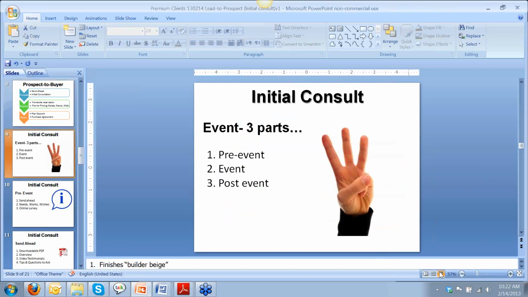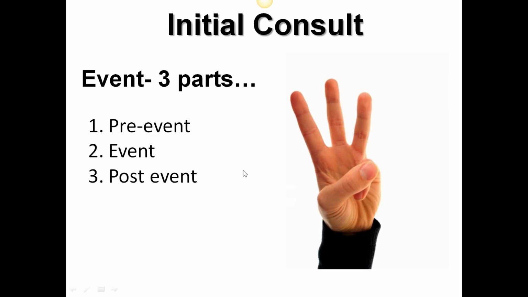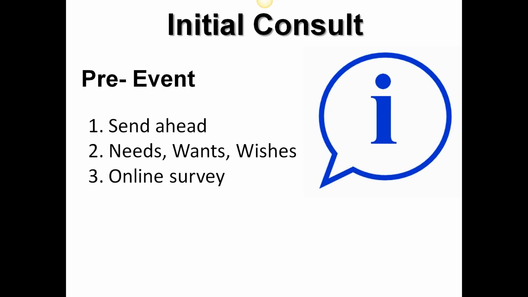So from these stages, the initial consultation has really 3 parts to it: what I do before I meet with somebody, what I do at the actual meeting, and then what I do after the meeting. So pre-event, event, and post-event. For the pre-event, we're going to do what's called a send-ahead. We're going to send that out ahead of time, and that is a PDF that you're going to email to them that is personalized for you and your company. Along with that, I'm going to send them a needs, wants, and wish list. I'll show you an example of both of those.